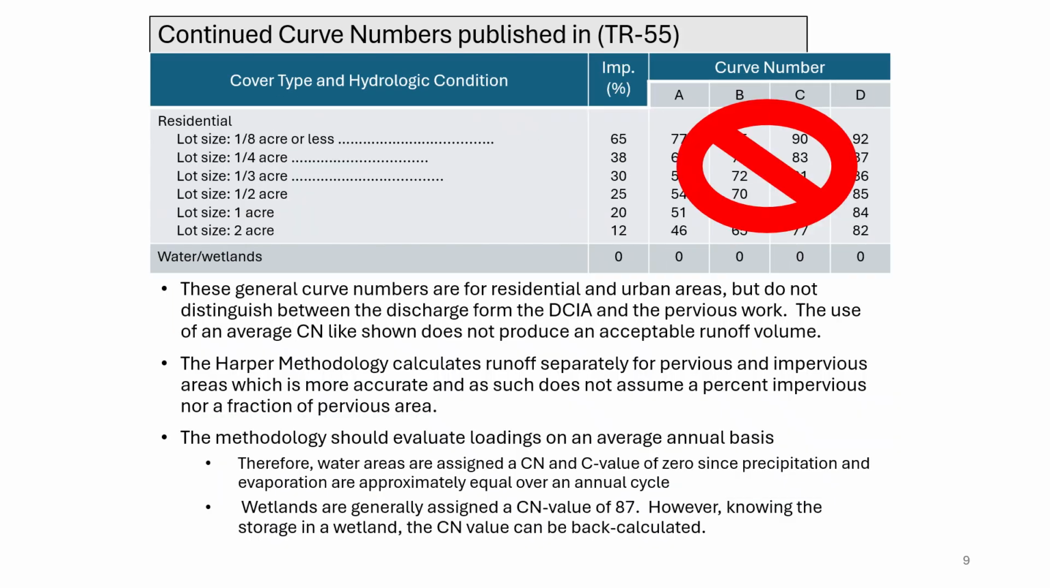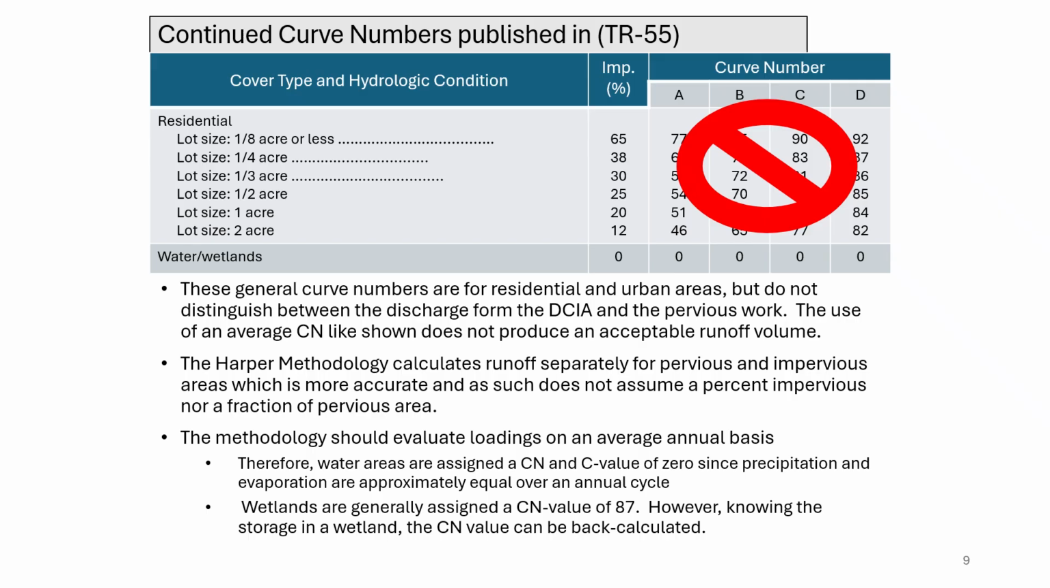When looking at the general curve numbers published in TR55 for residential and urban areas, we find some significant limitations. These numbers often do not distinguish between the discharge coming from directly connected impervious areas and that from pervious surfaces. Even when considering combined land use residential data, the values might assume impervious areas but fail to account for the directly connected ones. Consequently, using an average curve number, as might be suggested in these general guidelines, does not typically produce an acceptable or accurate runoff volume. It simply isn't precise enough for effective hydrological modeling.